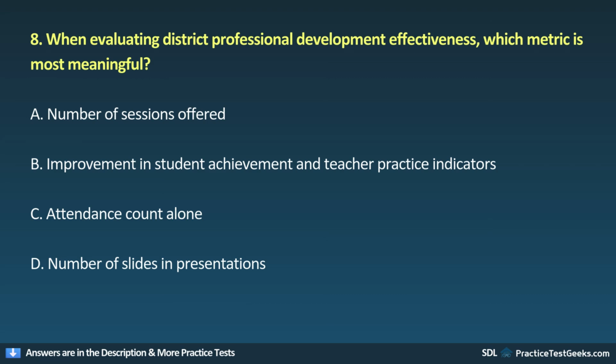8. When evaluating district professional development effectiveness, which metric is most meaningful? A. Number of sessions offered. B. Improvement in student achievement and teacher practice indicators. C. Attendance count alone. D. Number of slides in presentations.